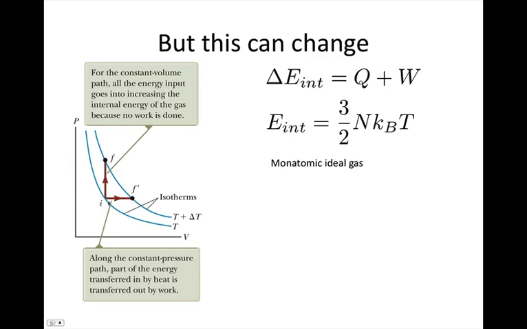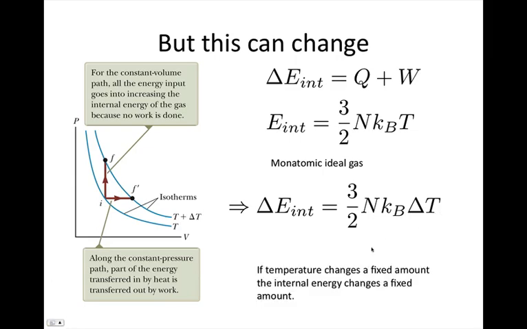The internal energy of any state is given by, for a monatomic gas, 3 over 2 nkBT. For any gas, we'd have an f here instead of the 3. So the change in internal energy is 3 over 2 nkB delta T. And so if the temperature changes by a fixed amount, the internal energy changes by a fixed amount.